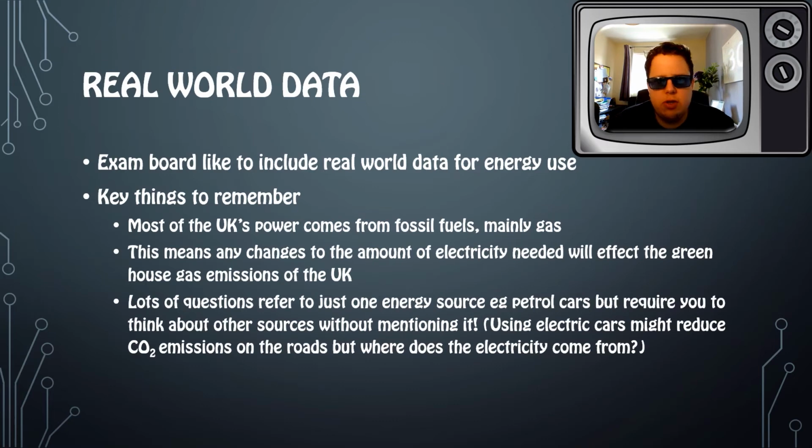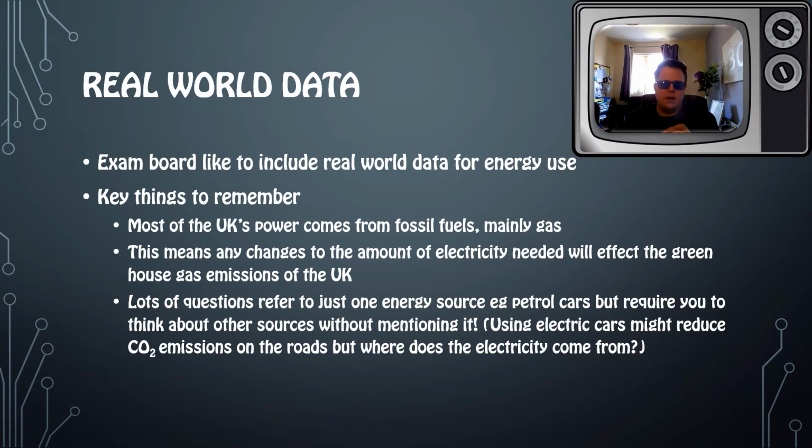The vast majority of the UK's power still comes from fossil fuels. Now, it mainly comes from gas. Over the last 20, 30 years, the amount of coal we've used in the UK has gradually reduced, and the amount of gas has increased to replace the coal. Because we mainly use fossil fuels, any change in the amount of electricity needed has a massive impact on our greenhouse gas emissions, on our CO2 emissions in the UK.